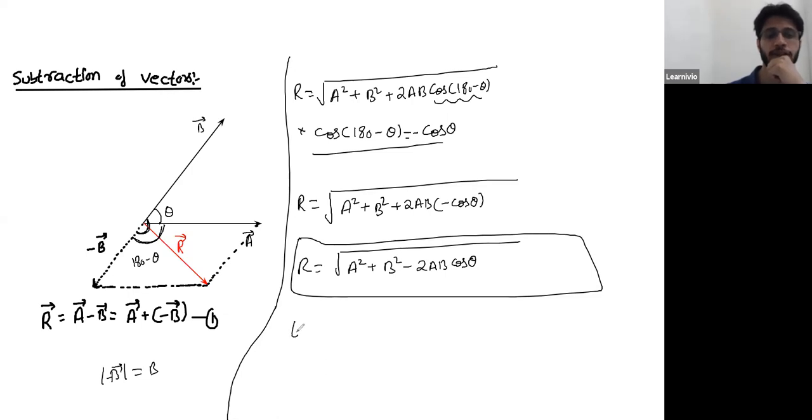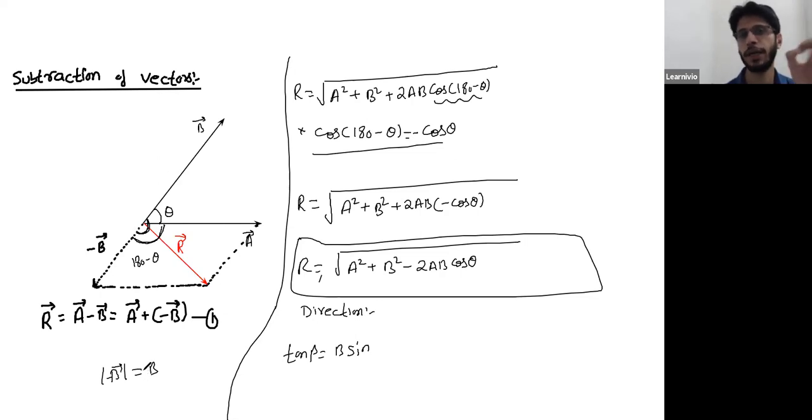The next is the calculation of direction. To calculate direction, you need to calculate tan beta. You can write tan beta as B sine, what's the angle between both of them? It's 180 minus theta. I'm repeating it again. The magnitude of minus B is plus B. Negative sign just takes care of direction. Don't put minus B here.